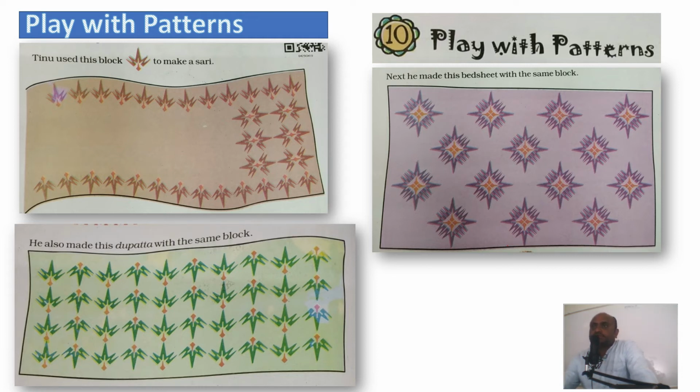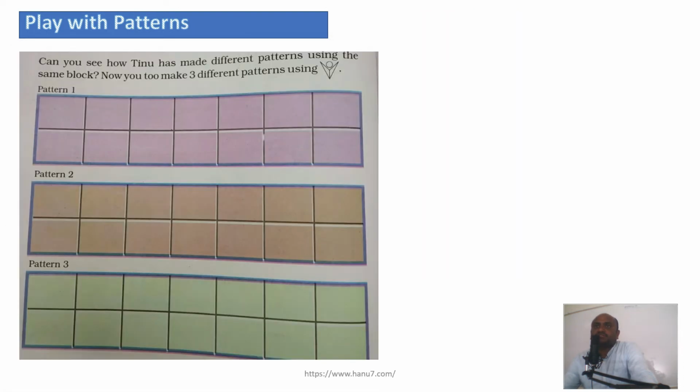Because he is going to give us a task, which is we are supposed to prepare 3 patterns, not the same as Tinu. We need not prepare the sari, dupatta and bedsheet. So can you see how Tinu has made 3 different patterns using the same block? Can you make 3 different patterns using this particular block? Okay, so this is the block Tinu used, so we are supposed to use that now.